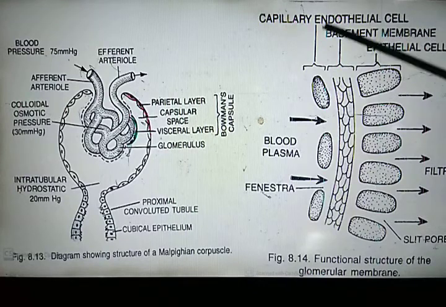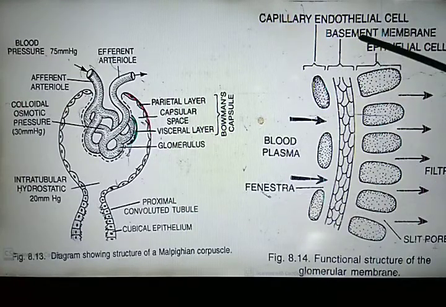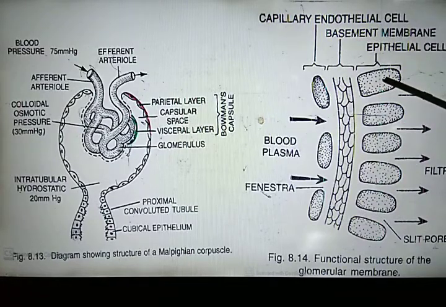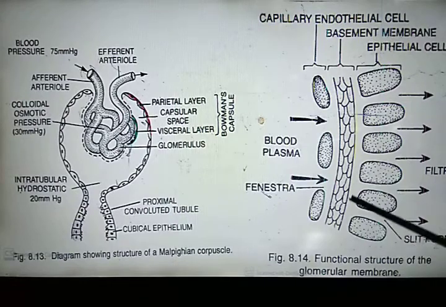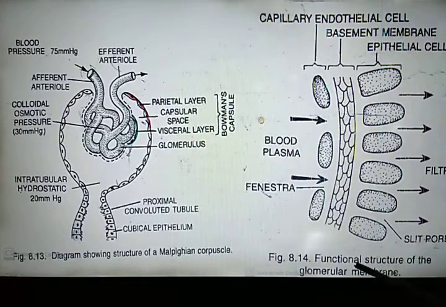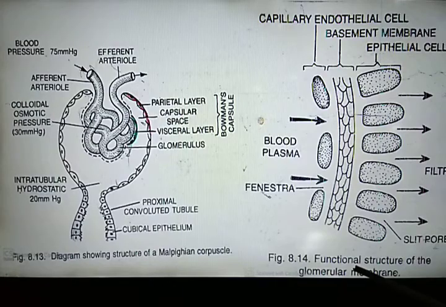So these three layers, endothelium with fenestrae, basement membrane, and epithelium of visceral layer with slit pore, form the functional structure of the Malpighian body, and it helps in the ultrafiltration of the blood.